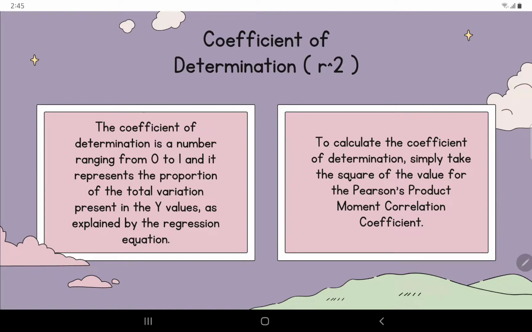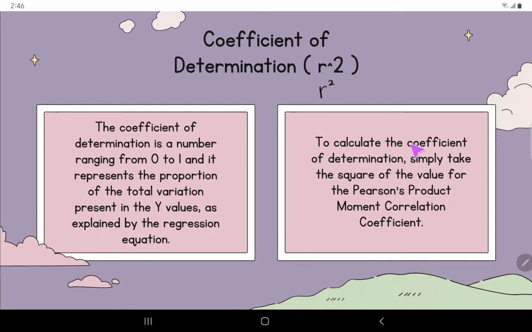Okay. Next one is we want to study about the coefficient of determination. Okay, dia punya simbol dia adalah R square. R square, bukan R kuasa 2, ini R, bukan R darab 2, R square macam ni. So this is the coefficient of determination. What is it about? Okay, it is a number. Our R square is from 0 to 1, and it represents the proportion of the total variation in the Y values as explained by the regression equation. Dia ada kaitan dengan regression equation tadi lah.